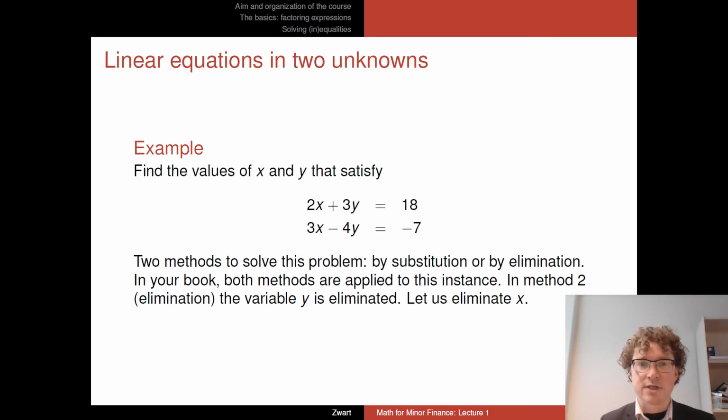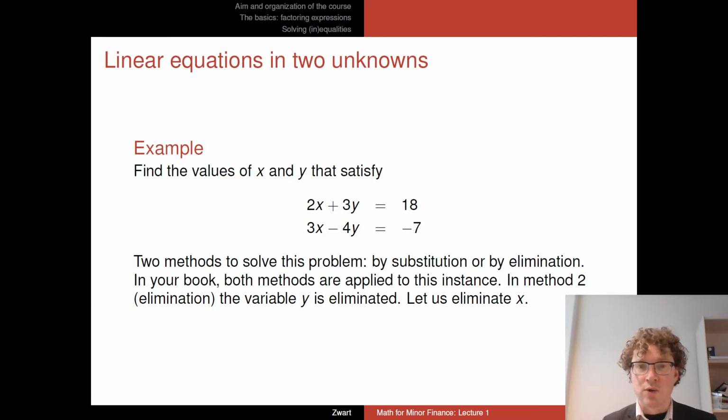So the example question here is, suppose you have two equations. First one is 2x plus 3y equals 18. And the second one is 3x minus 4y equals minus 7. Well, these are two equations in two unknowns, because the unknowns are obviously the x and the y. And the question, of course, is what are the x and the y that actually solve these two equations simultaneously?